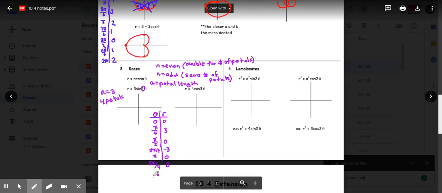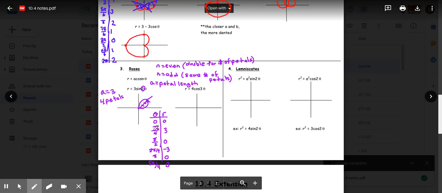So I know we didn't go out to 2 pi, but maybe we can figure out a pattern here and see what's going on. So 0, 0. Then pi over 4, 3. So pi over 4 is along this line, right? This is the angle pi over 4. We're going out 3. There's your first petal because we know the length is 3. And then at pi over 2, we go back to 0. So there's your first petal.